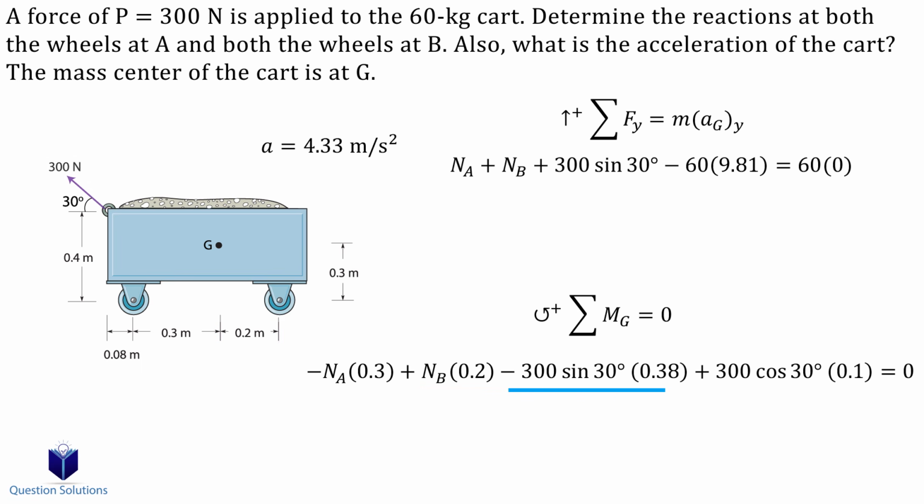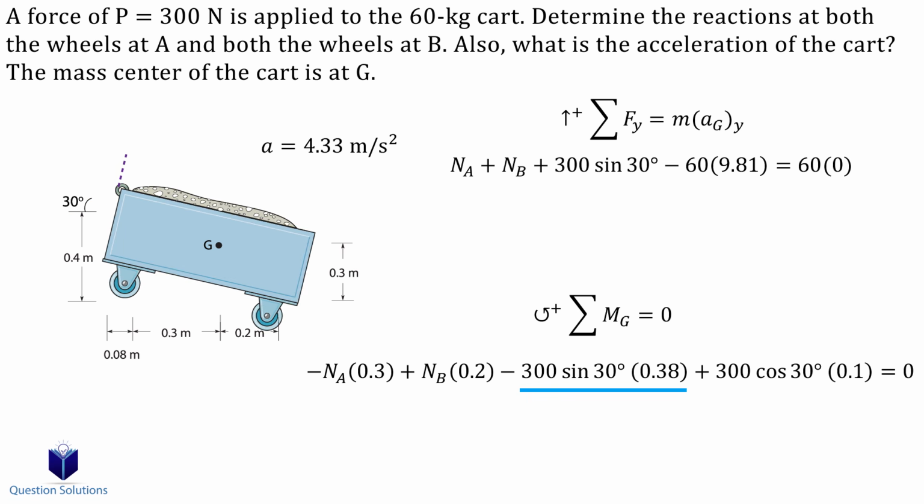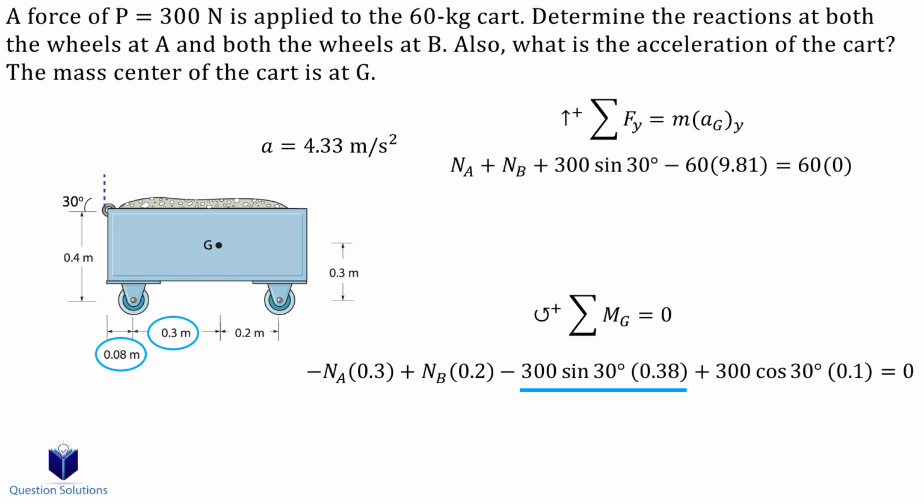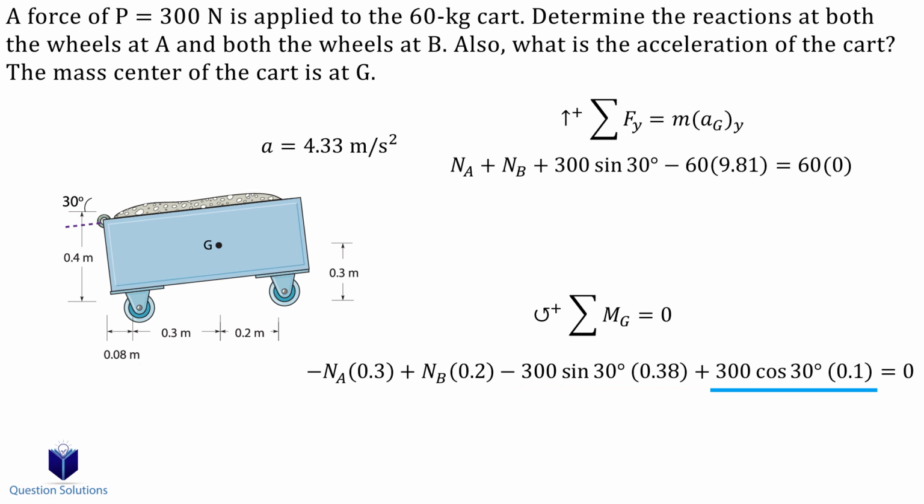Next, we have the 300 Newton force, which we can break into two components like this. If we look at the vertical force, which is 300 sine 30 degrees, we see that the cart would spin clockwise, so that would be a negative moment. The distance is from where the force is being applied to the center, which is 0.3 meters plus the 0.08 meters. For the horizontal force, we see that the cart would spin counterclockwise, so that'll be a positive moment.